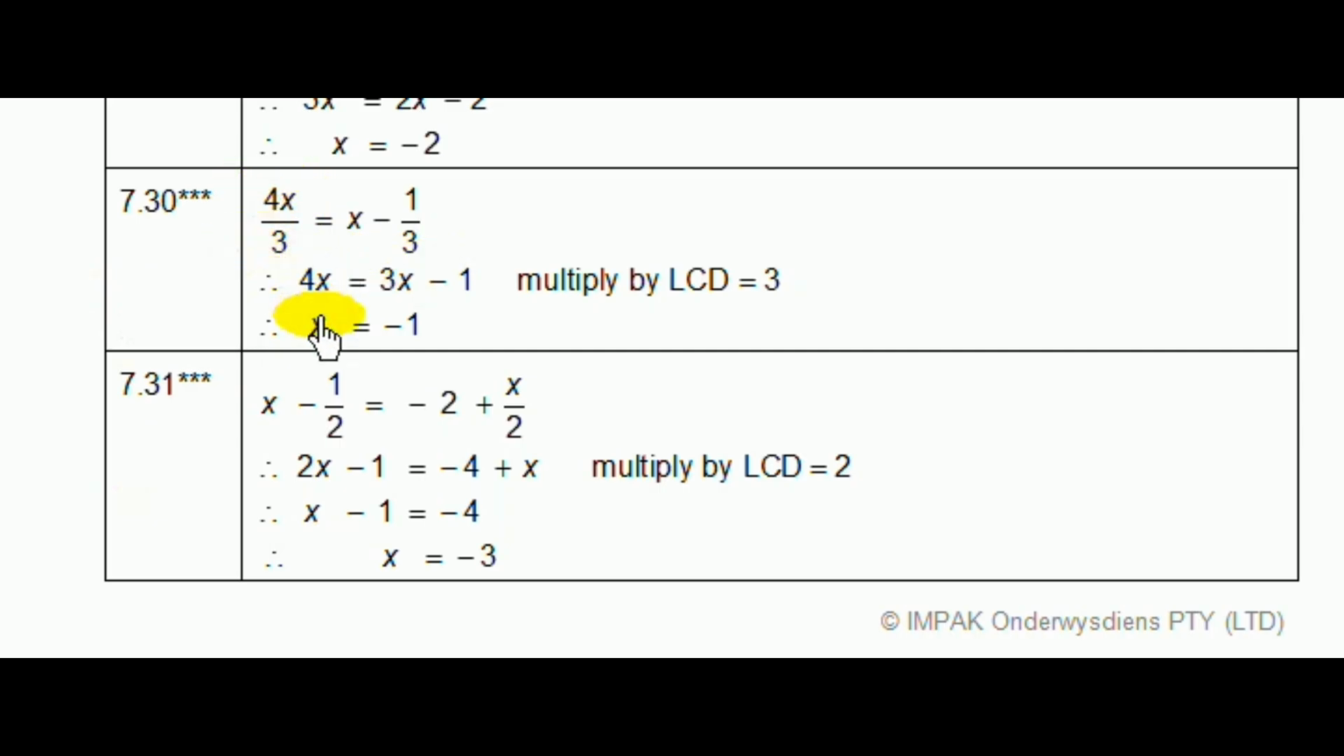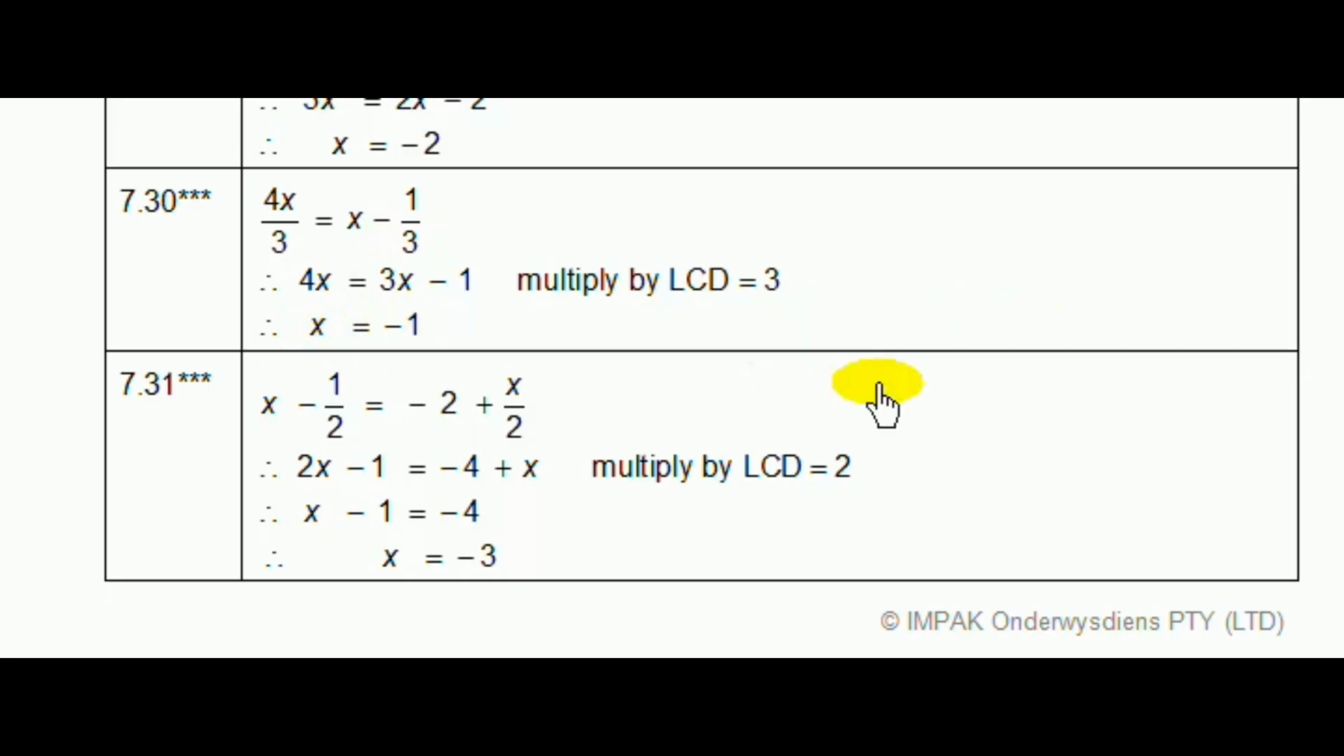That one by 3 gives you 4x. That one with 3 is 3x. You usually forget that one. So x times 3 is 3x, and a third times 3 is 1, so minus 1 at the end. Take away 3x both sides, then x will be minus 1.